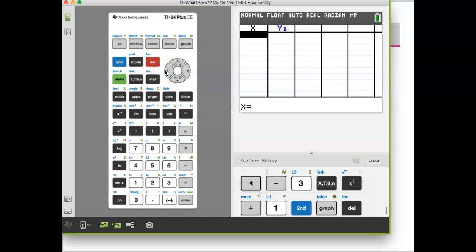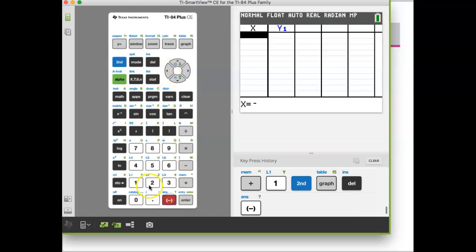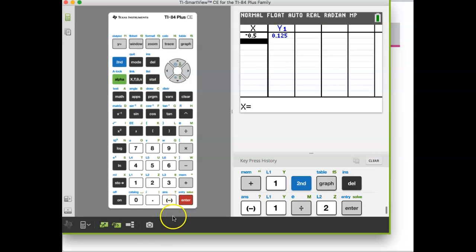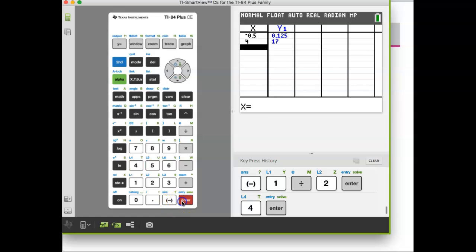So I wanted f of negative 1/2. That gives me 0.125. I wanted f of 4. That gives me 17. I wanted f of 0. That gives me 1. And I wanted f of 2. That gives me negative 3.